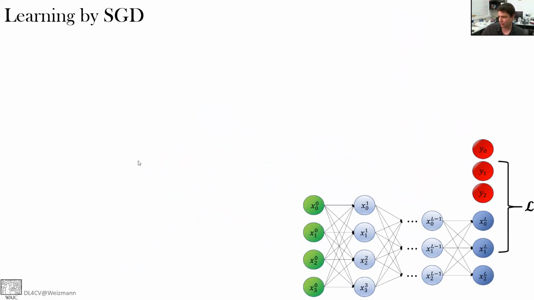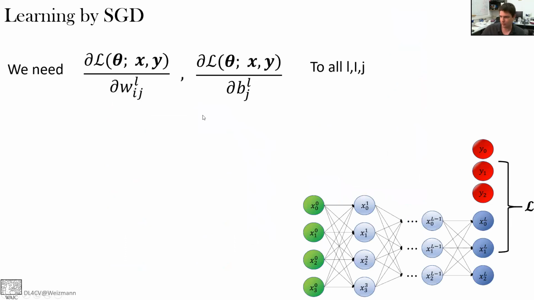And now let's see what we need to get. So to perform gradient descent, we need to know the derivative of the loss with respect to all the parameters that we have in our hypothesis. The parameters we have in our hypothesis are all these so-called weights and all the biases. So we need to have both of these for all L, i, and j. Every weight that you see here.